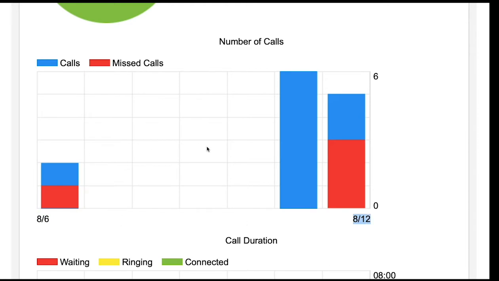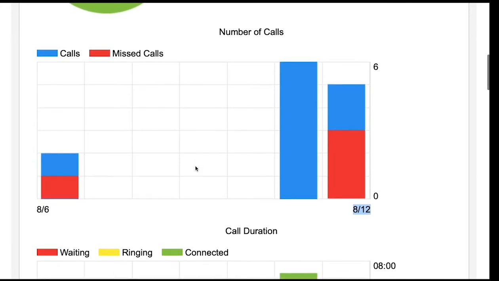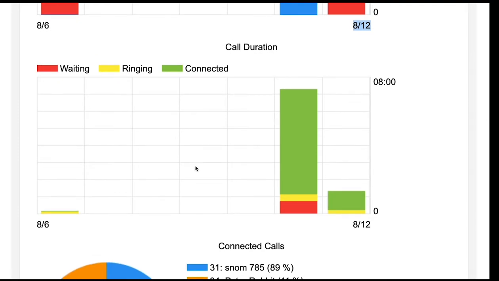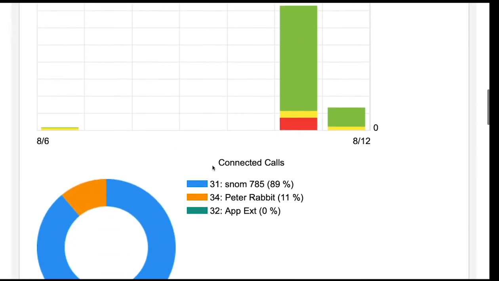It's 1, 2, 3, 4, 5, 6, 7 days. You can see on the first day it was 1 missed call and 1 taken call. Of course this is a primitive one here, but you can see that we're able to prepare a lot more detailed information than before. You can see how the call duration was per day, again separated by waiting and ringing and how long the call was connected. And then we provide a chart.